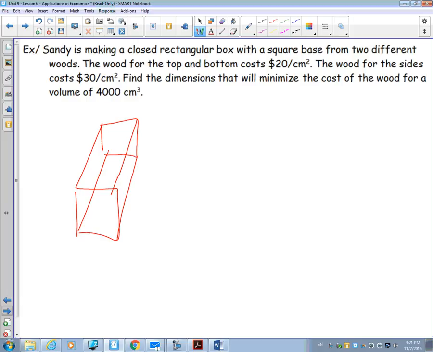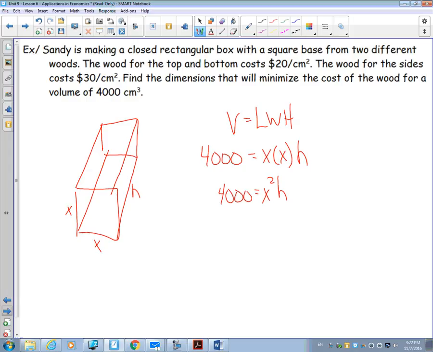So if it's a square, then I know this is x and this is x. I don't know how long this box is or how tall this box is. We'll call that our height. But I know I can find volume by doing length, width, and height. And I've been told the volume is 4,000. So we can do what we've always done and say, well, 4,000 equals x squared h. Again, I'm thinking about this idea. I've got 2 variables. I'm probably going to want to simplify that. That's what I've always done. And I got my expression for my height.